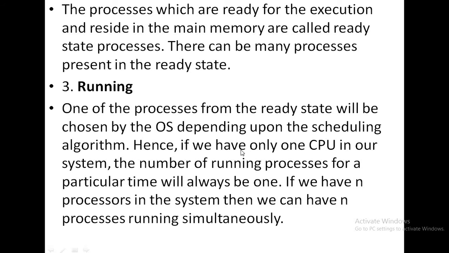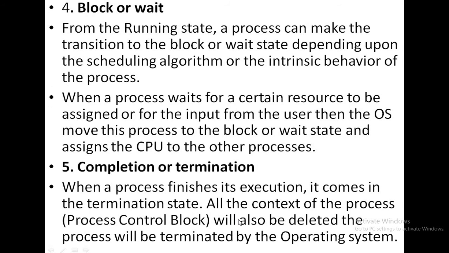Hence, if we have only one CPU in our system, the number of running processes at a particular time will always be 1. Okay. So, if we have n processors in the system, then we can have n processes running simultaneously.